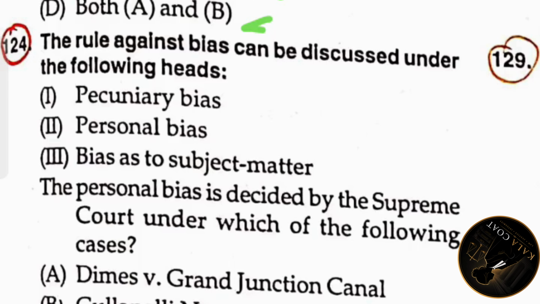Question number 124. The rule against bias can be discussed under the following heads: pecuniary bias, personal bias, bias as to subject matter. The personal bias is decided by the Supreme Court under which of the following cases?